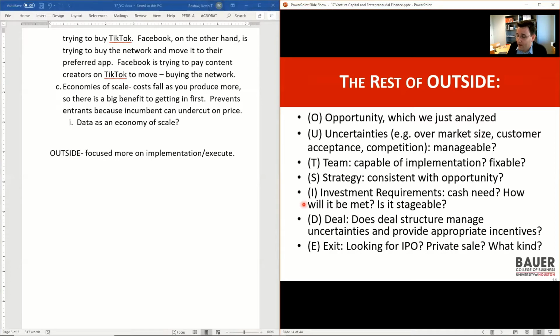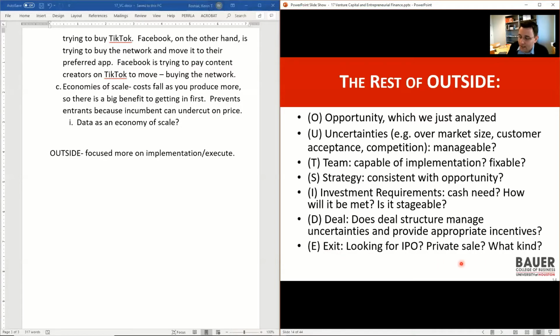That's I. D is for the deal. So the VC is going to come back with a big long term sheet, lots of different features of that, lots of different contractual pieces. Can you manage the uncertainties and provide incentives in that contract? Okay, so again, it's about implementing the deal.